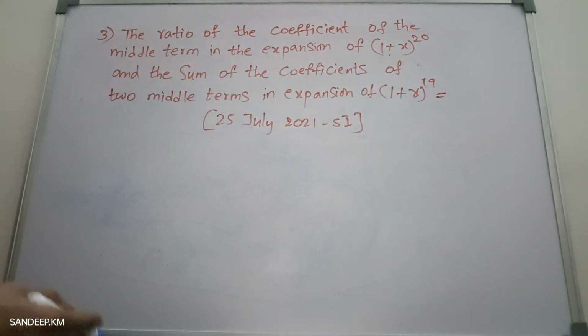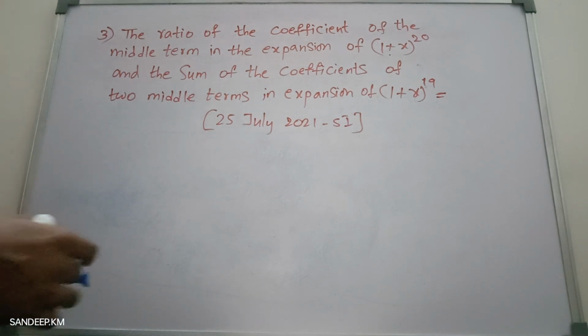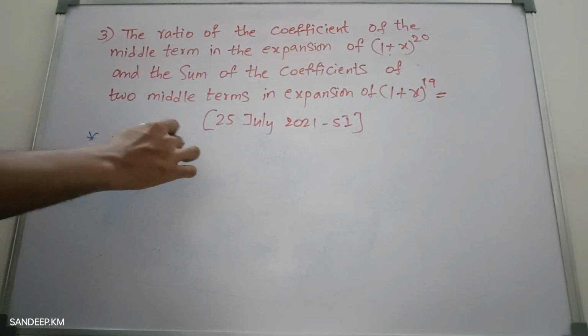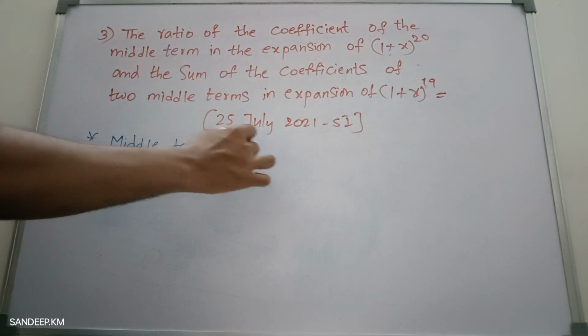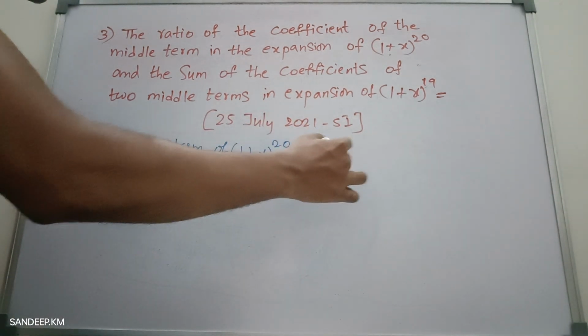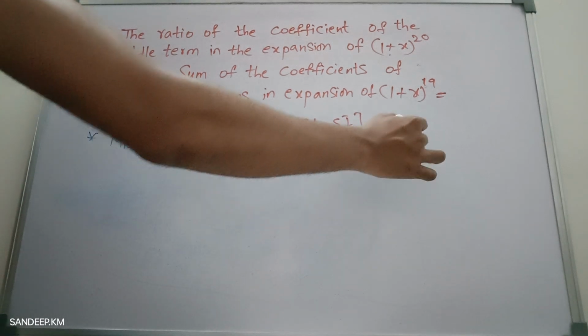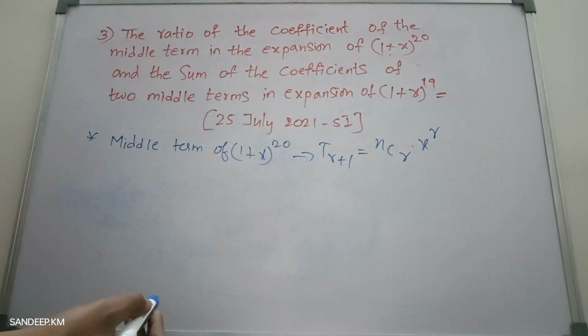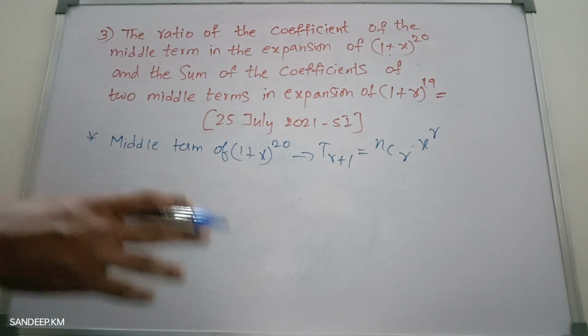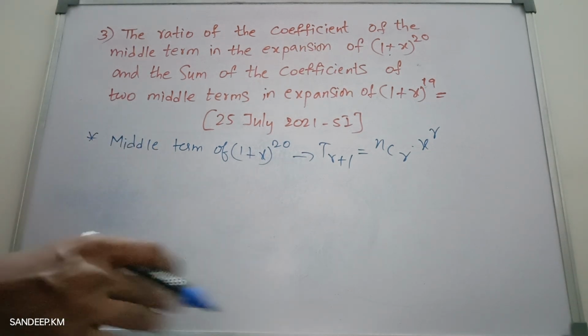Okay, so let us try to find the middle terms first. The middle term of 1 plus x whole power 20. So first of all, what is the general term in this expansion? t r plus 1 is equal to nCr into x power r, the general term. Okay, already in the second video of binomial theorem we have discussed general terms of standard expansions.